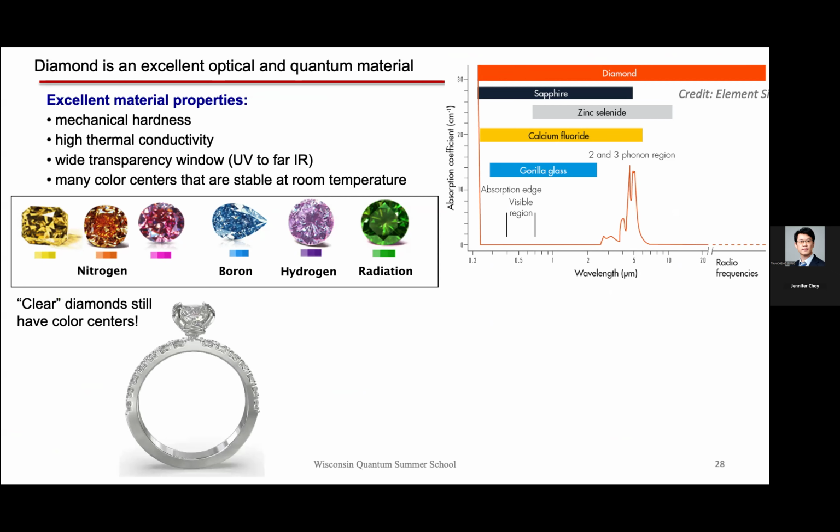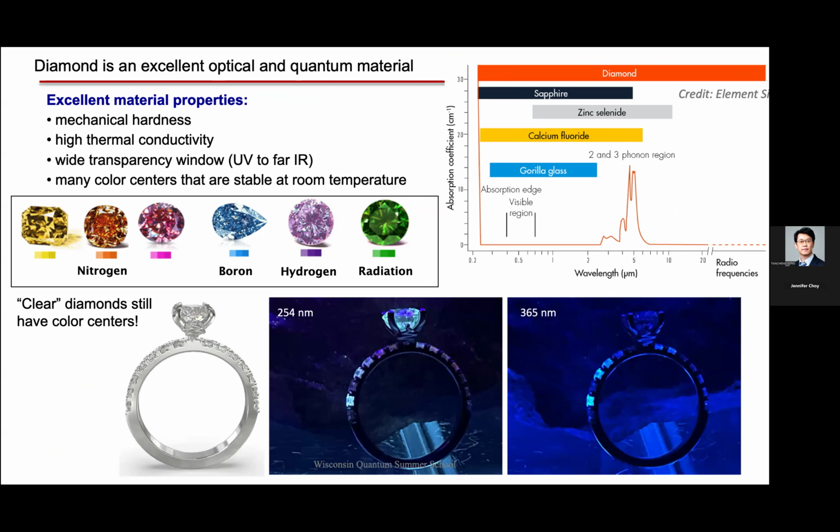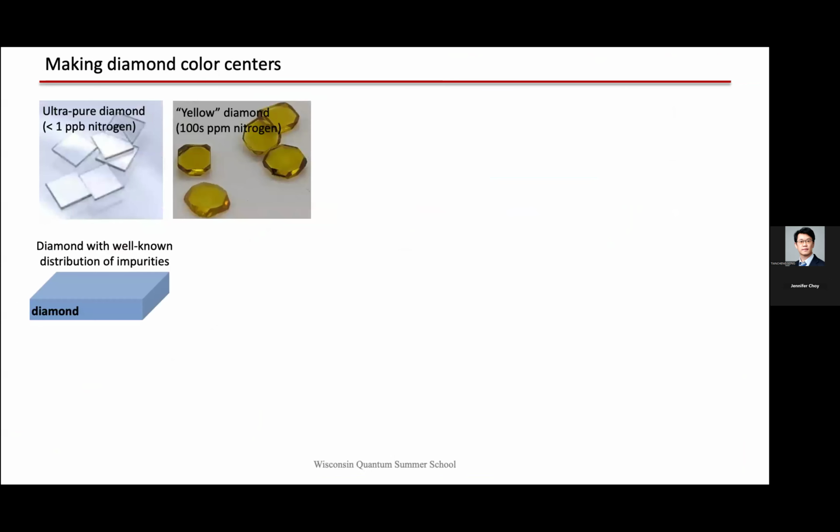And so it turns out that even clear diamonds, for example a nominally clear diamond ring, still have color centers. If you put it under a UV light, you can actually see all these different colors popping up. So let's talk quickly about how we can make that in the lab. None of the diamonds that I work with, or any researchers in the field work with, are natural diamonds. These are all lab-grown diamonds.